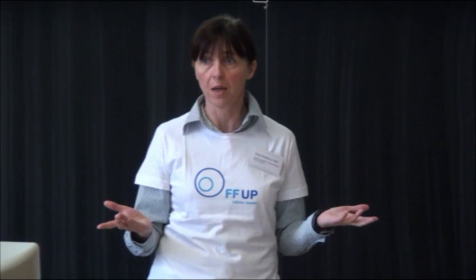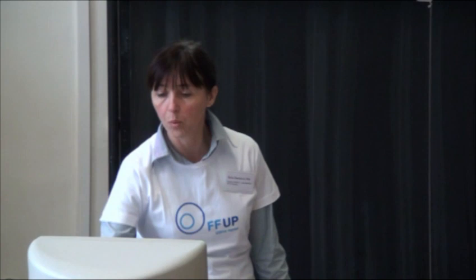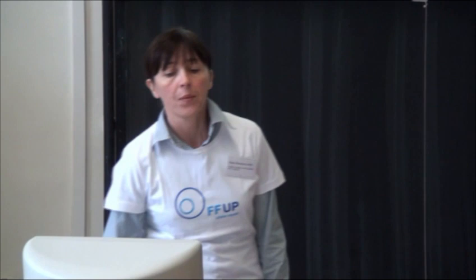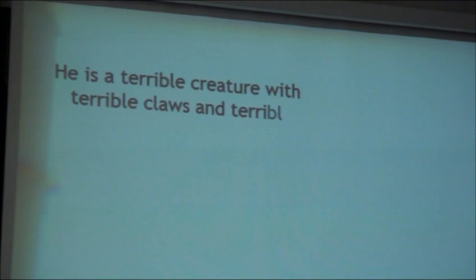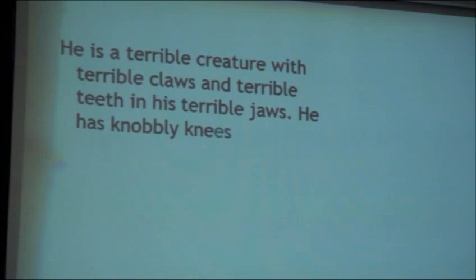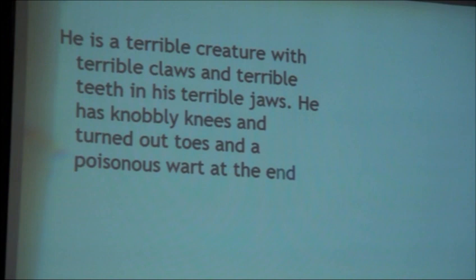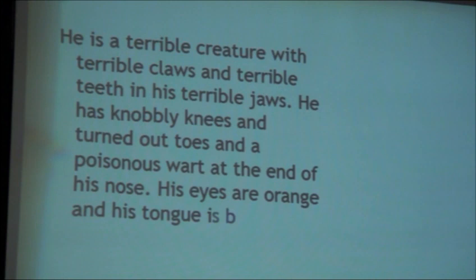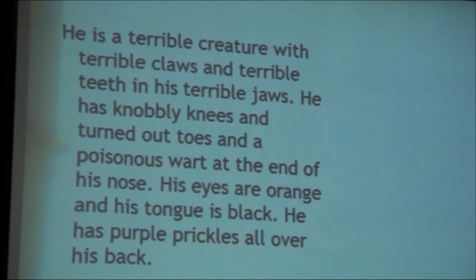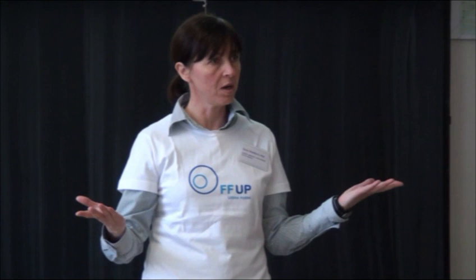If you think about children's literature, children already know that it works like that. Right? So this is an example from a modern English classic. Right? Here is a terrible creature with terrible claws and terrible teeth and his terrible jaws. Right? He has knobbly knees and turned out toes and a poisonous... Imagine what the creature looks like. The words told you, right? You've never seen anything like that before. Right? Actually, it is a Gruffalo from a very popular children's book.